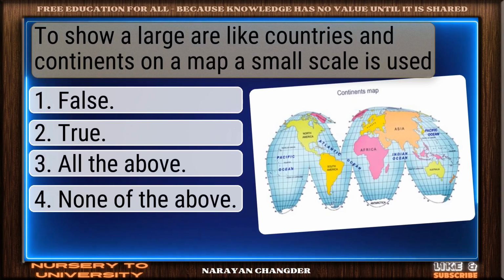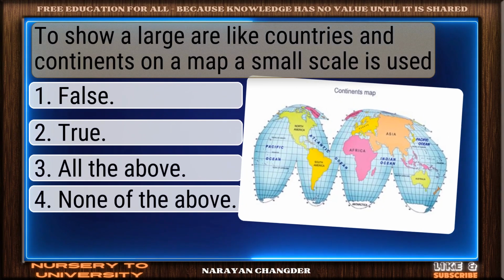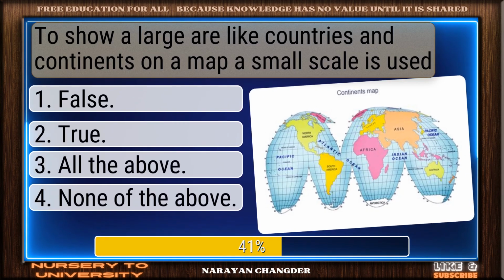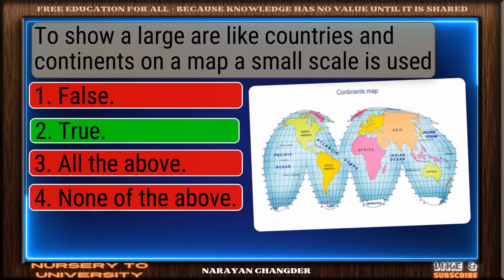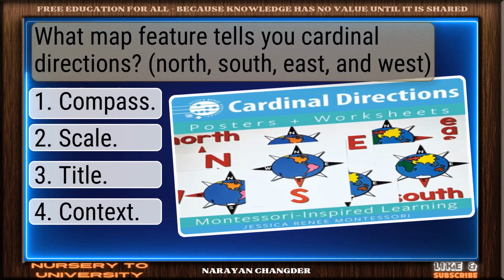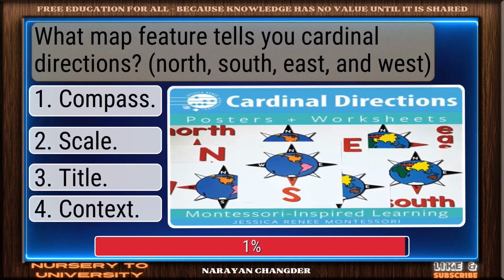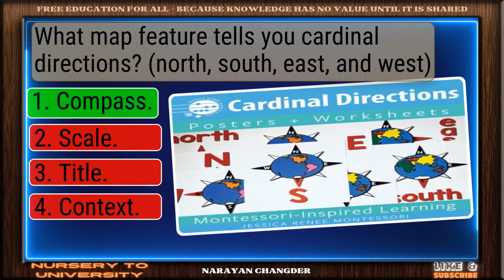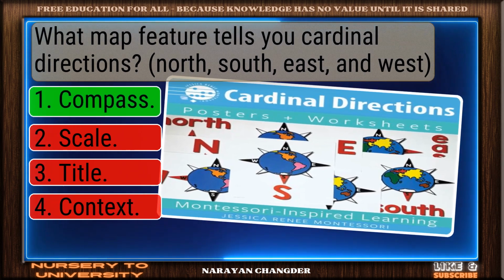To show a large area like countries and continents on a map, a small scale is used. Right choice. True is the best answer. What map feature tells you cardinal directions? Valid point. Compass is true.